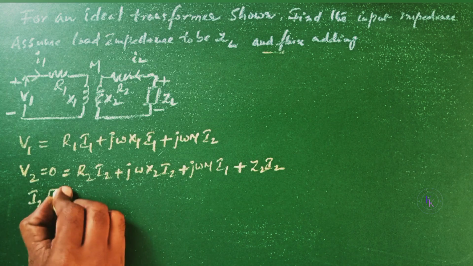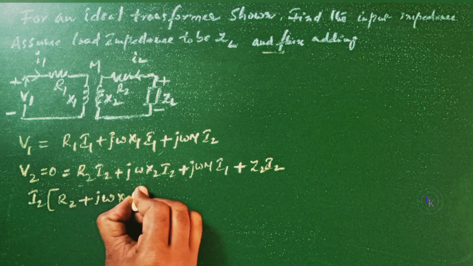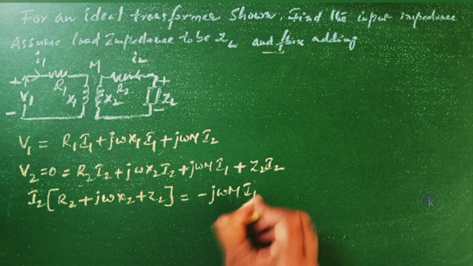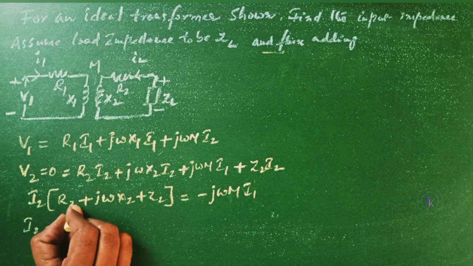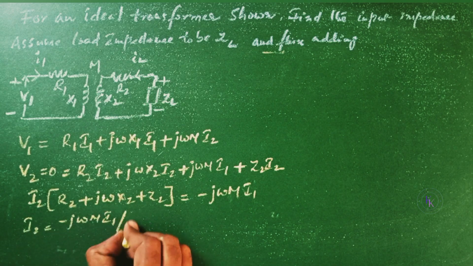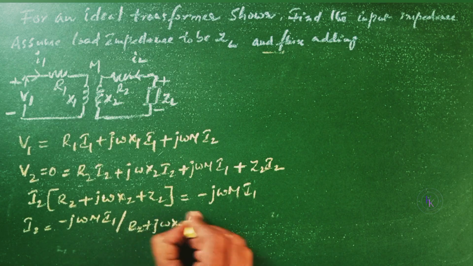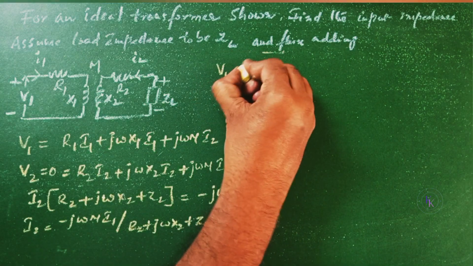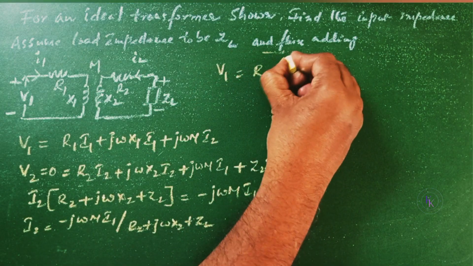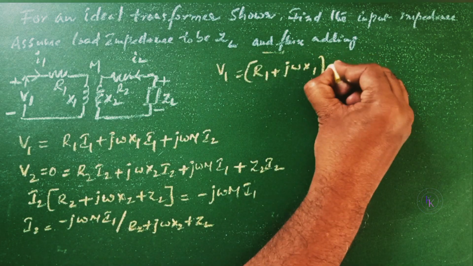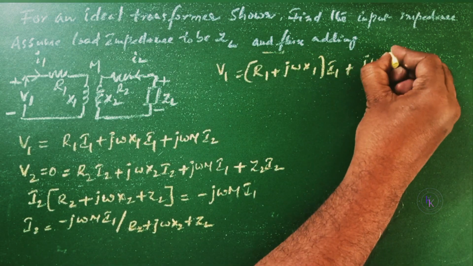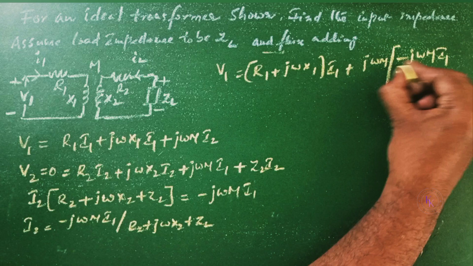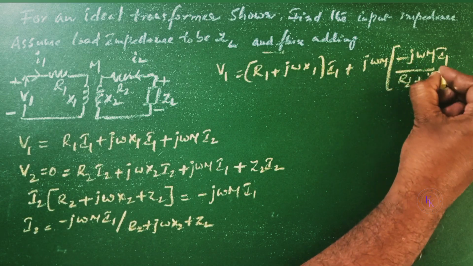Writing I2 terms on one side, (R2 plus j omega x2 plus ZL) of I2 equals minus j omega M I1. Then I2 equals minus j omega M I1 divided by (R2 plus j omega x2 plus ZL). Now substitute this I2 value in equation number 1, then you'll get V1 equals (R1 plus j omega x1) of I1 plus j omega M of minus j omega M I1 divided by (R2 plus j omega x2 plus ZL).